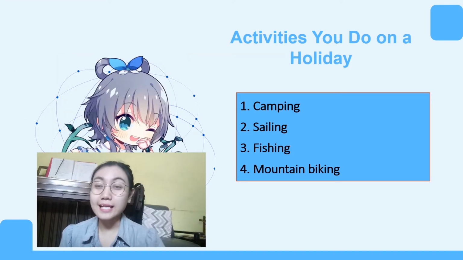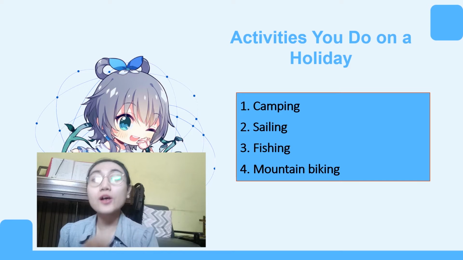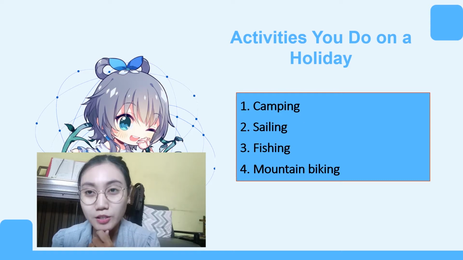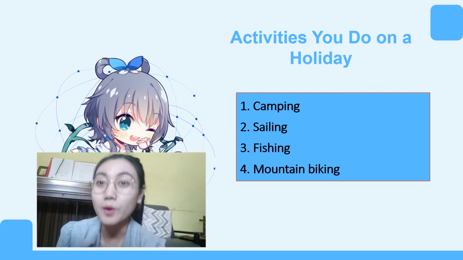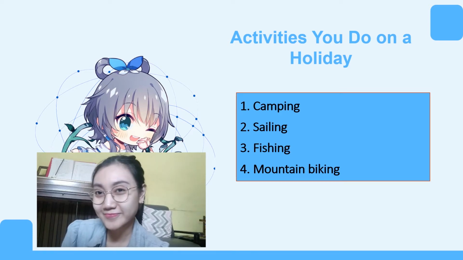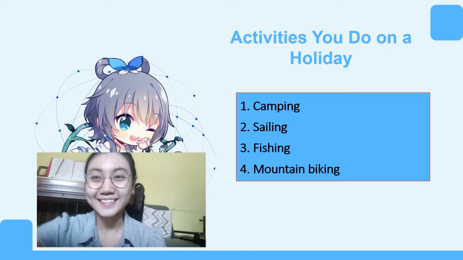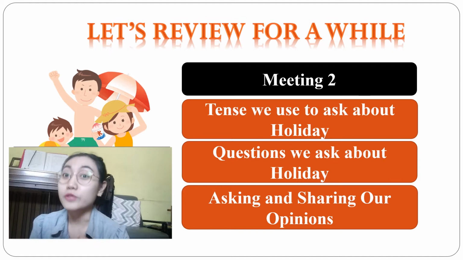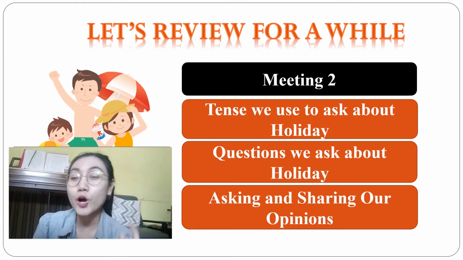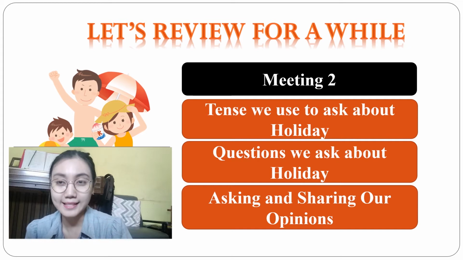Now, we go on to the activities that we can do on a holiday. We can do camping, sailing, fishing, or mountain biking. Now, I want to ask you, could you mention more examples about activities that you can do on a holiday, that you usually do on a holiday? Great! Now, we go on to the second review. Now, we review what we have discussed on meeting 2, on the second meeting.